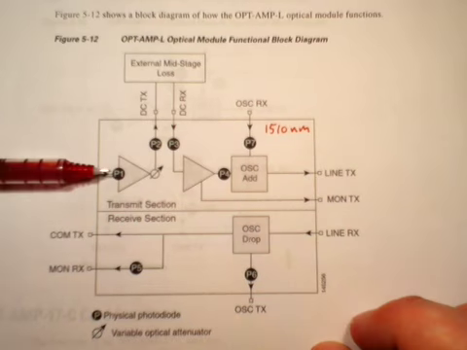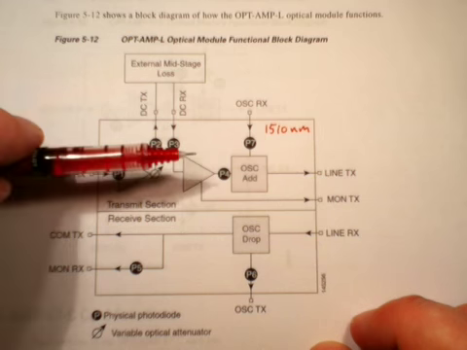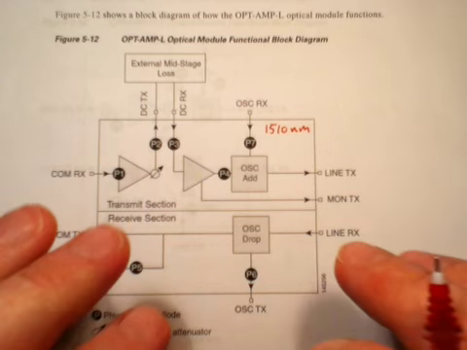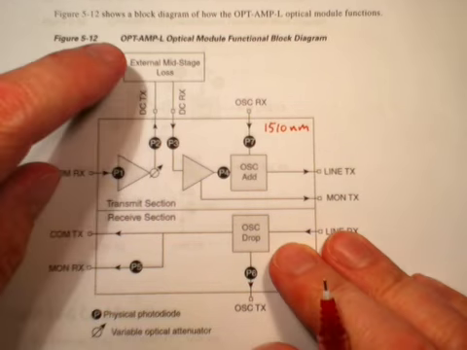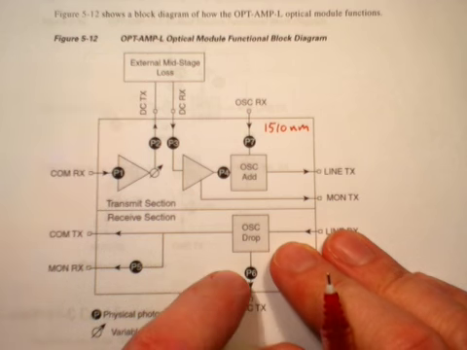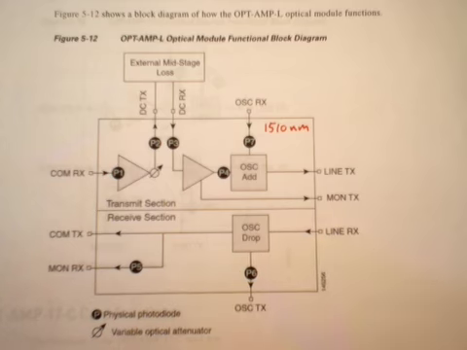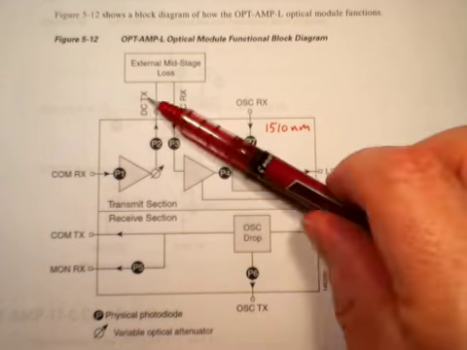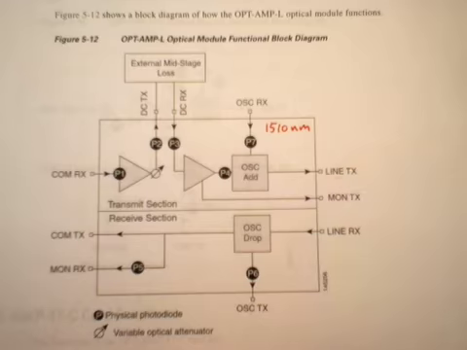On the transmit section, we are amplifying, putting in dispersion compensation, and then amplifying again, then adding the optical service channel and sending it out. Okay, so this is one that has not only the mid-stage dispersion compensation capabilities, but also service channel add and drop capabilities. And that's why it has 10 ports. 1, 2, 3, 4, 5, 6, 7, 8, 9, 10.